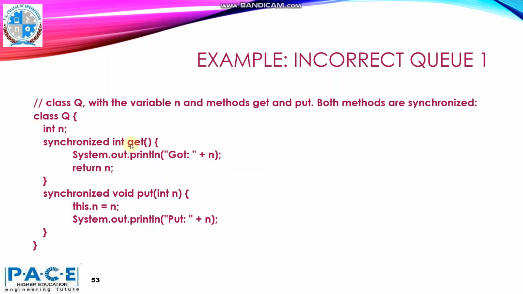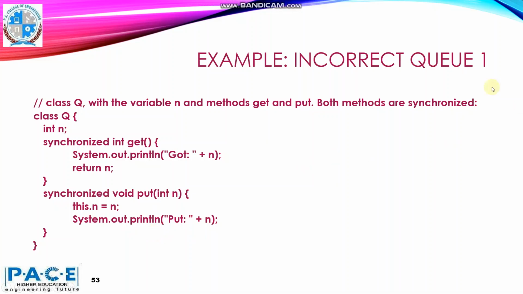It returns n. Okay. Similarly, there is a method put over here which takes a parameter n, and it uses this to set the value of the data member n. This method put will be called by the producer thread. The producer will produce and it will put this value. So after setting the value n, the producer will print put and whatever the value of n is.